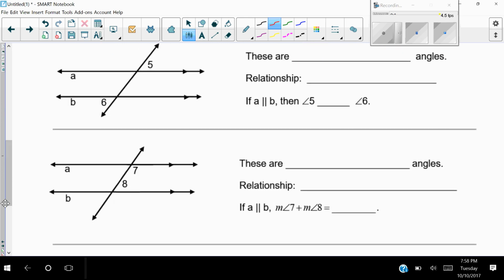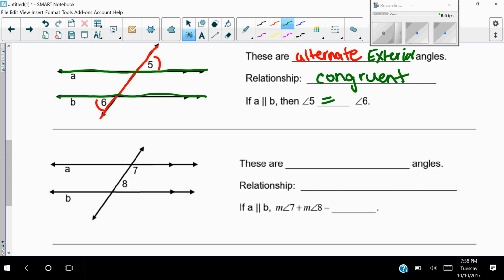And our last set of congruent angles are going to be these angles 5 and 6. So they're on the opposite side of the transversal because 5 is on the right-hand side and 6 is on the left-hand side. So they're alternating. And they are both on the outside of these parallel lines, right? They're not in between them. They're on the outside, so they're exterior angles. Alternate exterior angles are also congruent. So that means that angle 5 and angle 6 are congruent.